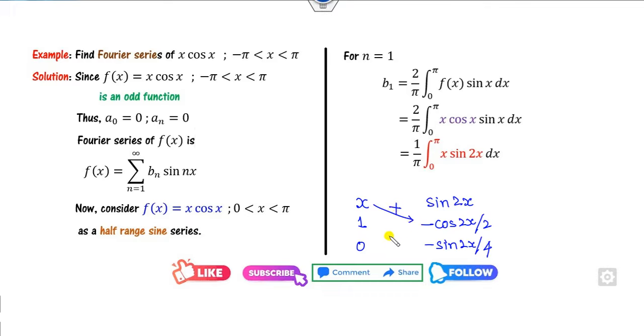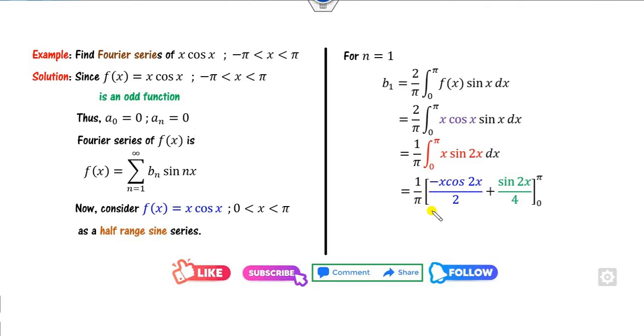I can multiply this with a positive sign, this with a negative. So it's minus x cos 2x by 2 and this number. I can substitute the limits. If you substitute pi, cos 2 pi is 1, sin 2 pi is 0. If you substitute 0, it is 0. So pi and pi will be cancelled out. Answer is minus 1 over 2.